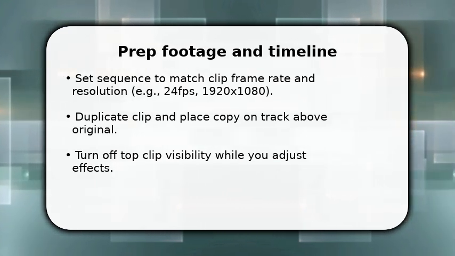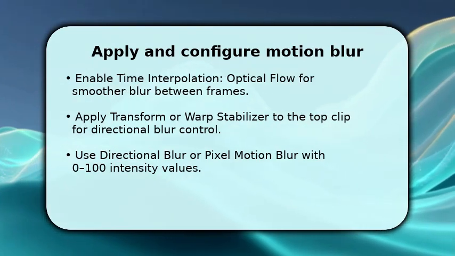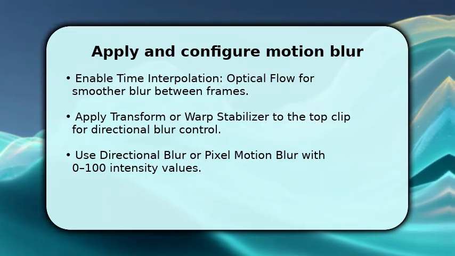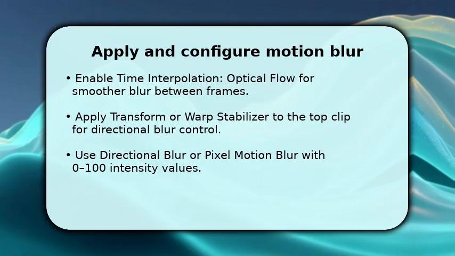Now you'll apply the blur effect to the duplicated layer and configure its behavior. You want to control both amount and direction. First, set time interpolation to optical flow on the clip or sequence to improve frame synthesis.